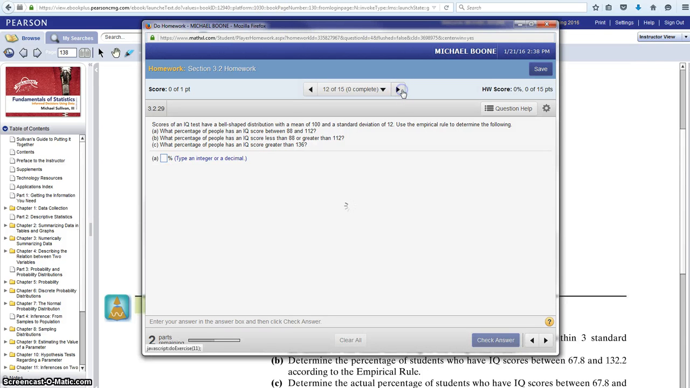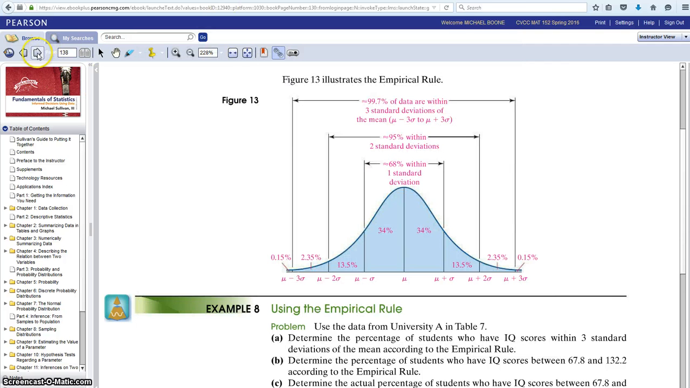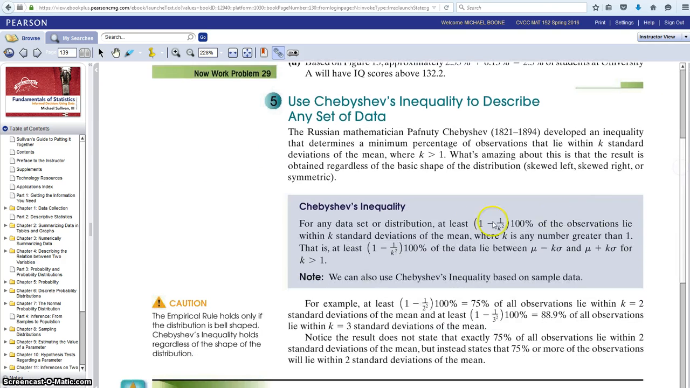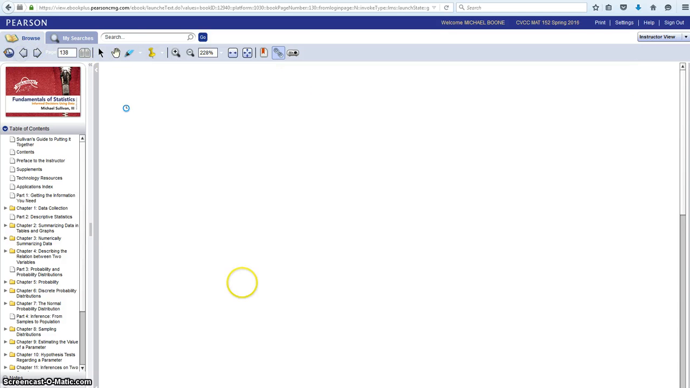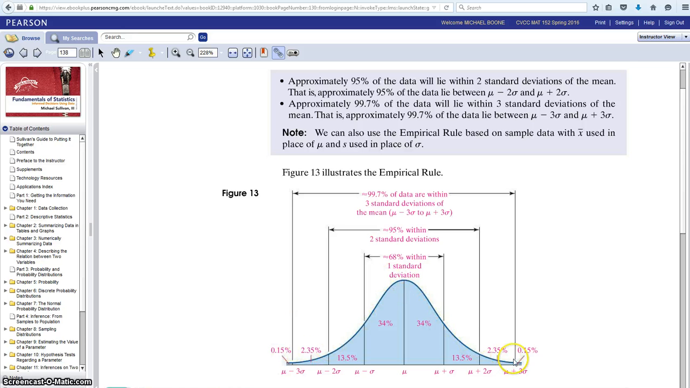The next question, I believe we are looking at Chebyshev's. Kind of sounds like Chevy Chase. In the text they talk about Chebyshev, and it has this nice little formula: 1 minus 1 over k squared times 100%. This is for any data set or distribution. The empirical rule is just for one of these nice normal curves, right? Oh, isn't that beautiful? Couldn't they all be unimodal and symmetric? But they're not, because that's not real data.